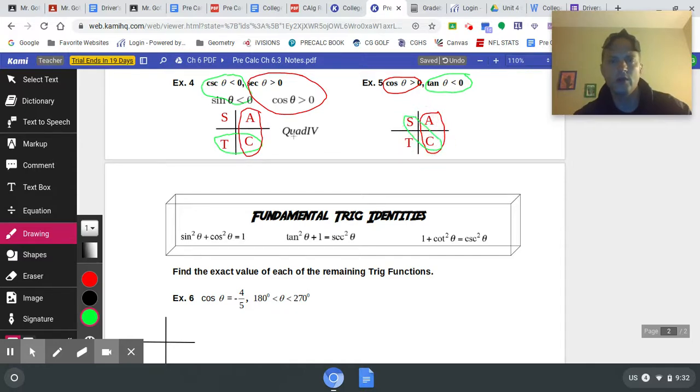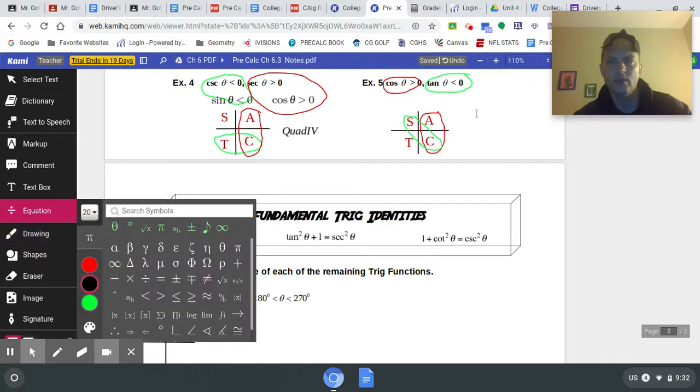So final answer, where is this thing being drawn? If I had to draw a triangle, I would be in quadrant 4 again.